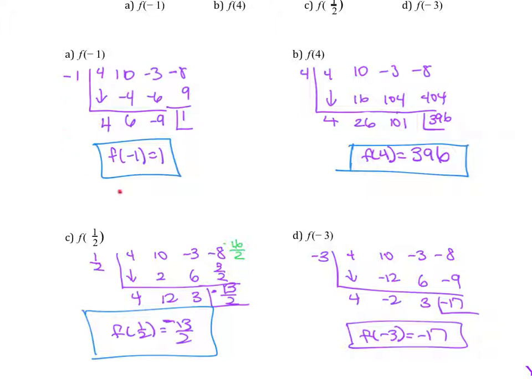So if you tried this out, letter A, you would have gotten f of negative 1 equals 1. B, you would have gotten f of 4 equals 396. C, you would have gotten negative 13 halves, so leave it in fraction form. And then letter D, f of negative 3 is negative 17.